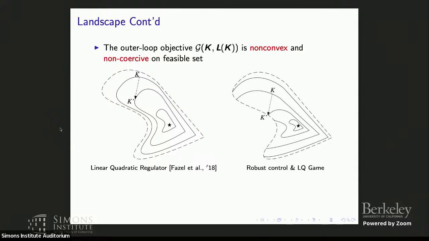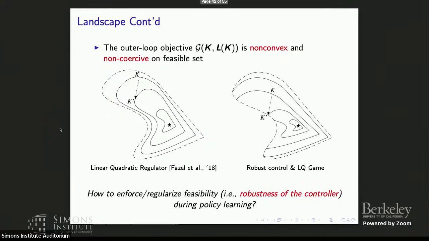However, even in this case, the landscape of the outer loop objective, which corresponds to the objective of robust control, is highly non-convex and non-coercive. In the sense that if you compare it, on the right-hand side, with the landscape of the optimal control problem, like the linear quadratic regulator, the cost is not coercive. So it's very challenging to show how to enforce or regularize the feasibility, which in the robust control setting corresponds to the robustness of the controller during policy learning.